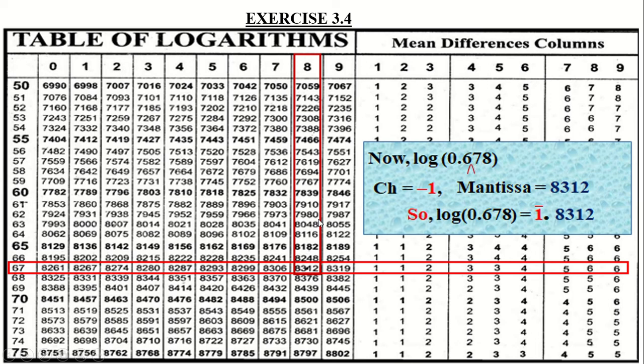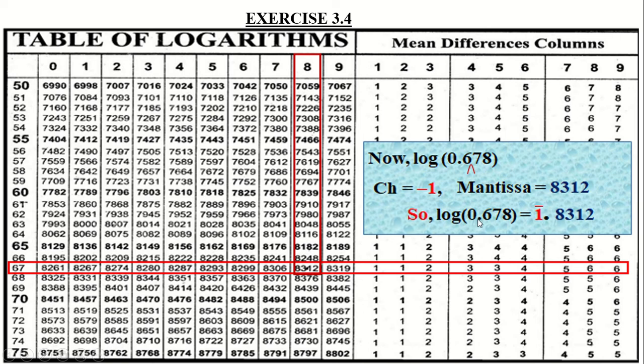Mantissa is considered as: consider first two significant figures of the extreme left column of tables of logarithms, and third here in 10 columns it is 8. First two figures are considered. Here it is 8, and mantissa becomes 8312. Writing the answer of log of any number, characteristics is written first before the decimal point, and then mantissa is written afterwards.